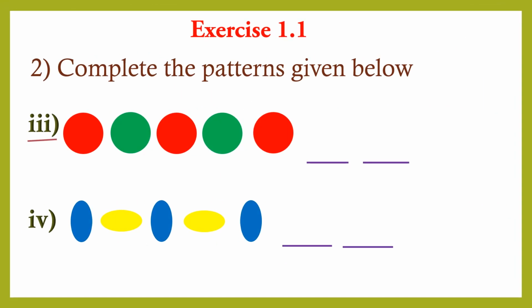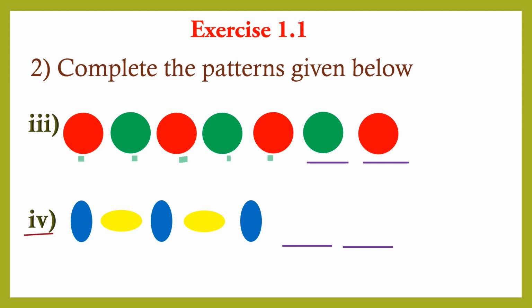Now see the third pattern. It follows the repeated pattern with a single shape with different colors. First we have a red color circle, then a green color circle, next a red color circle, next a green color circle. A green color circle is followed by a red color circle. To complete this pattern, after the red color circle, we have to draw a green color circle. Next, a red color circle.